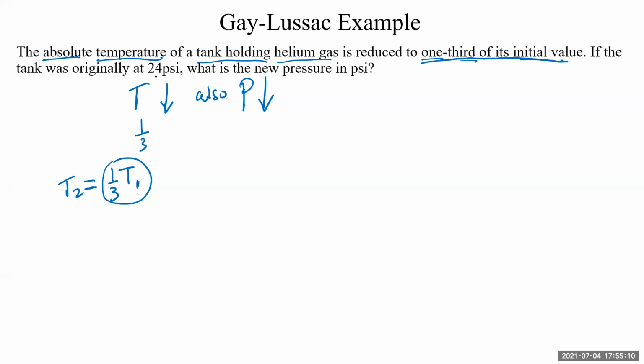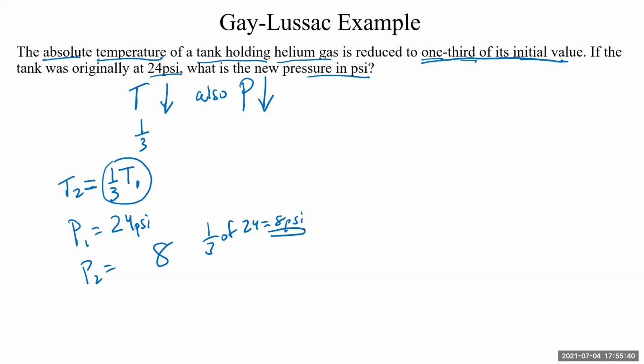If the tank was originally at 24 PSI, so originally P1 equals 24 PSI, what is the new pressure in PSI? What's P2? You don't even need the math. If they're directly proportional and the temperature falls down to 1/3, the pressure is going to fall down to 1/3. What's 1/3 of 24? 8. 1/3 of 24 equals 8. You don't even need to do the math.